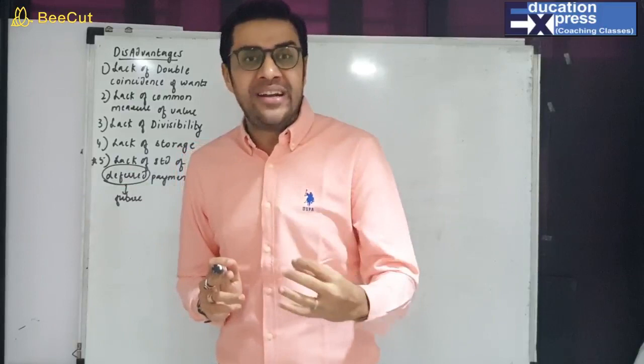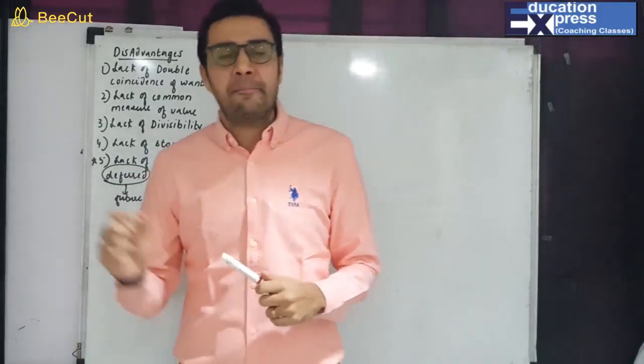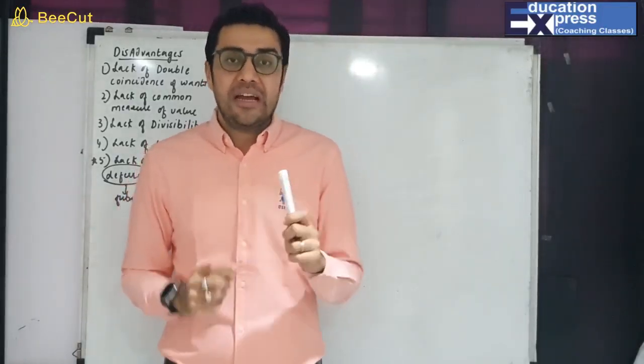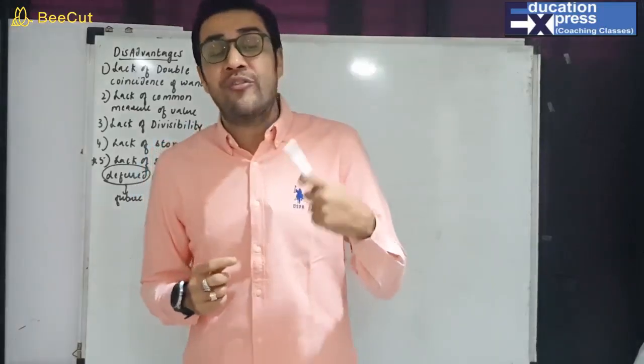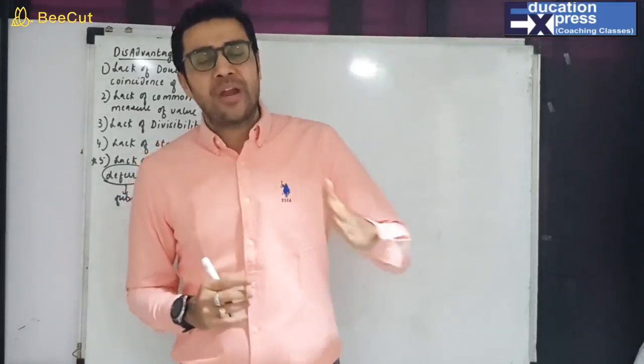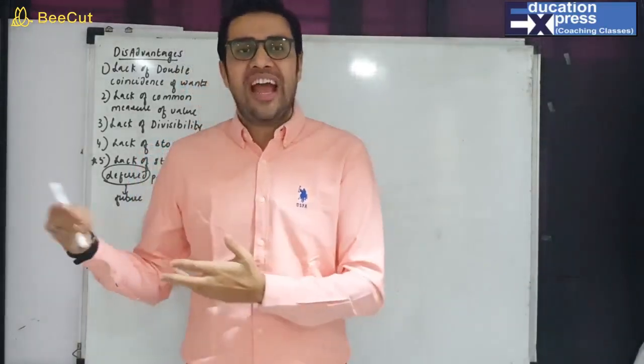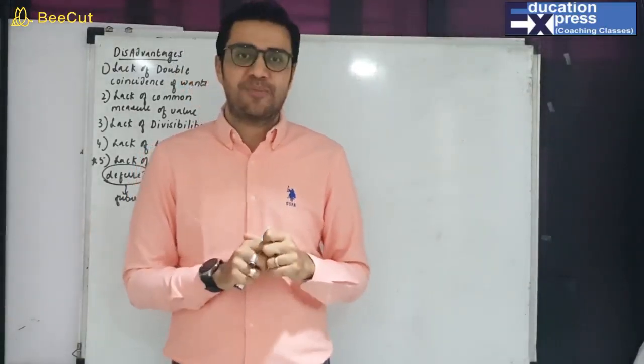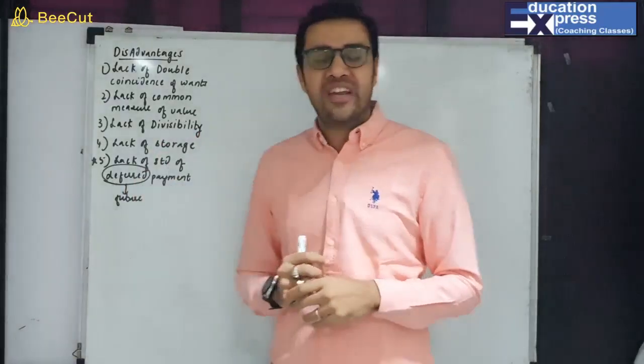So it depended entirely upon the demand of a commodity. It entirely depended upon the demand of an individual. And thus one party would have been at an advantageous position and one party at a disadvantageous position. Third point, lack of divisibility.